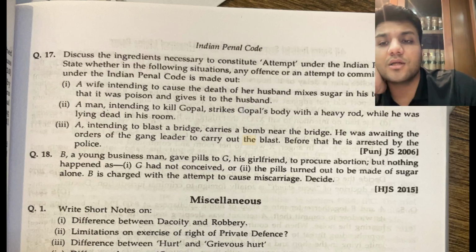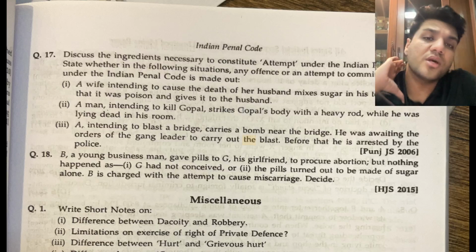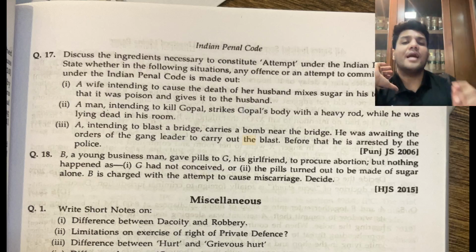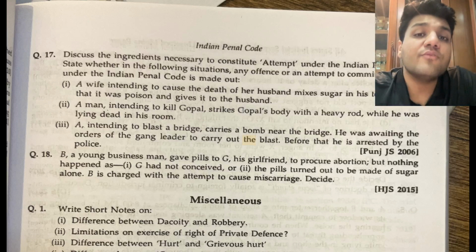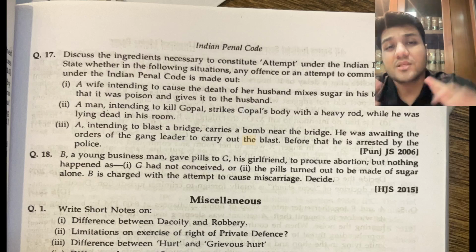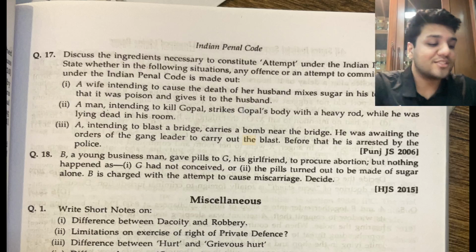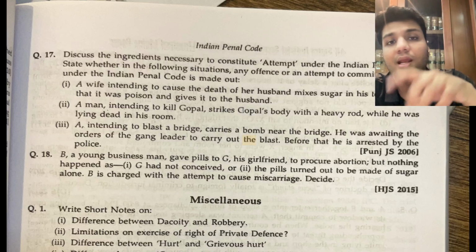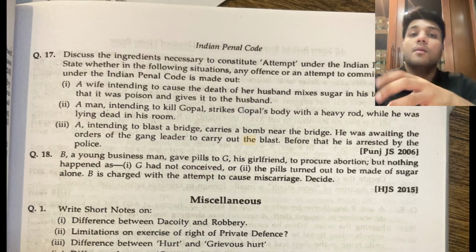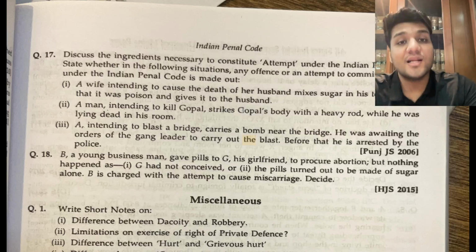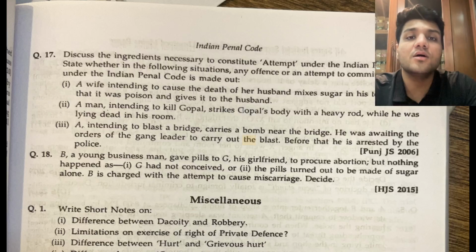Now, the third part is A intending to blast a bridge carries a bomb near the bridge. He was awaiting the orders of the gang leader to carry out the blast. Before that, he is arrested by the police. Now, in this scenario, you understand that this particular act, waiting for the commands of his chief, is not proximate enough, because if you remember the fact scenario of the wife mixing sugar for her husband, we discussed how just mixing poison in the water is not an attempt. Being present at a site that you want to bomb is not an attempt per se, it is only preparation. Only when you plant the bomb or when you hand the poison water to the husband can it be said to be a proximate act for you to come under the definition of attempt.